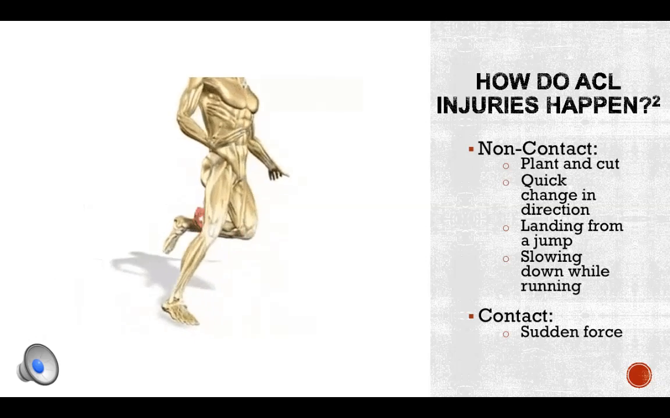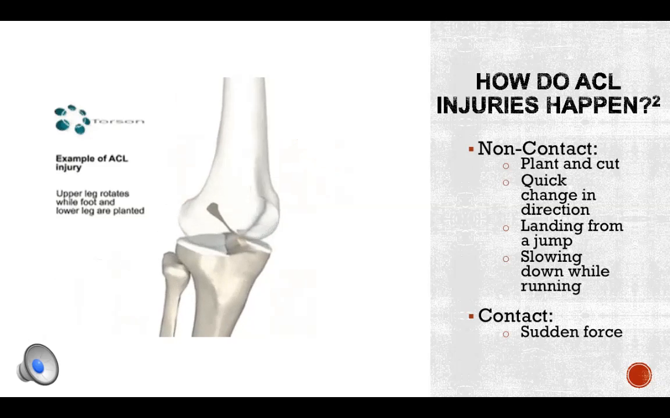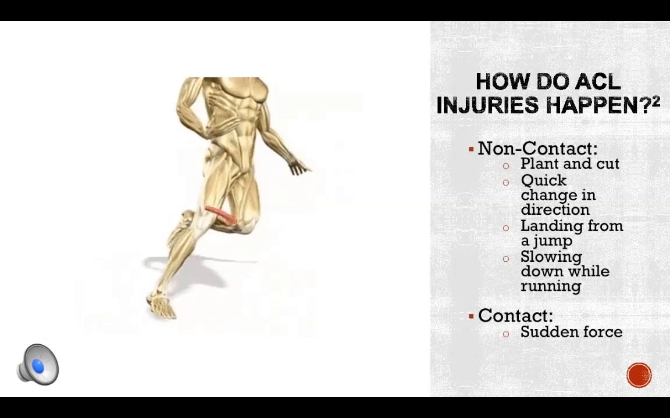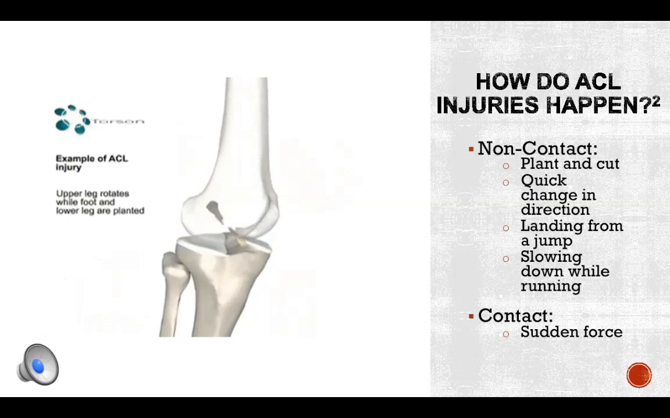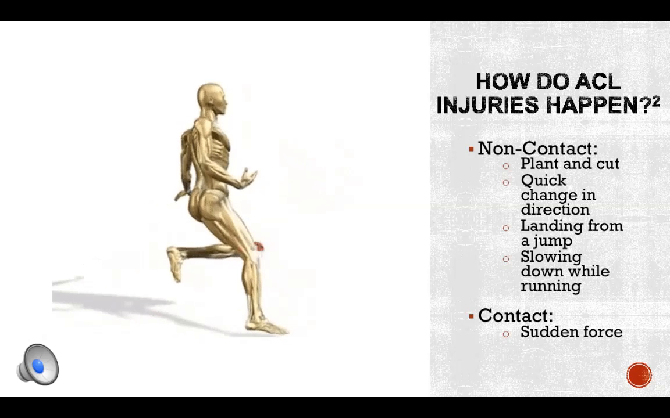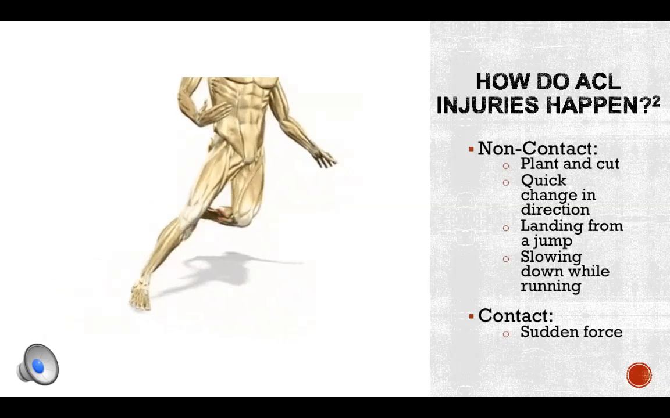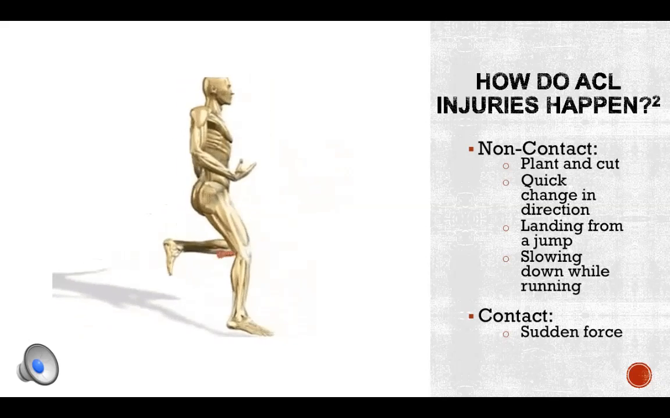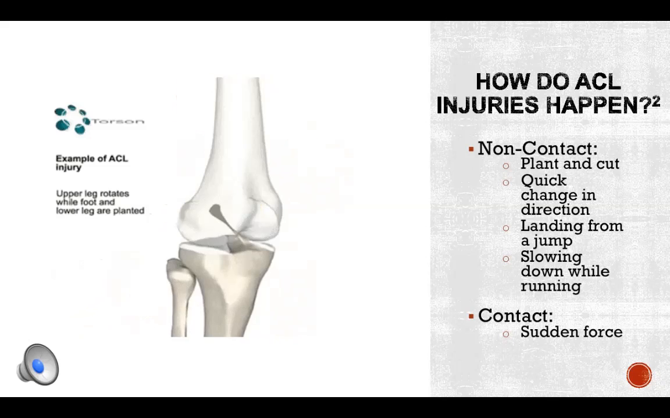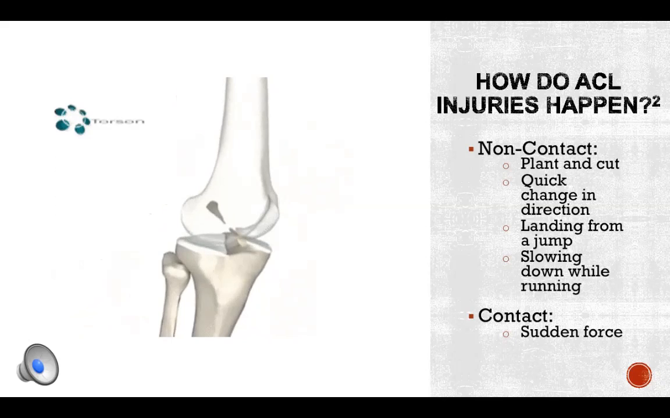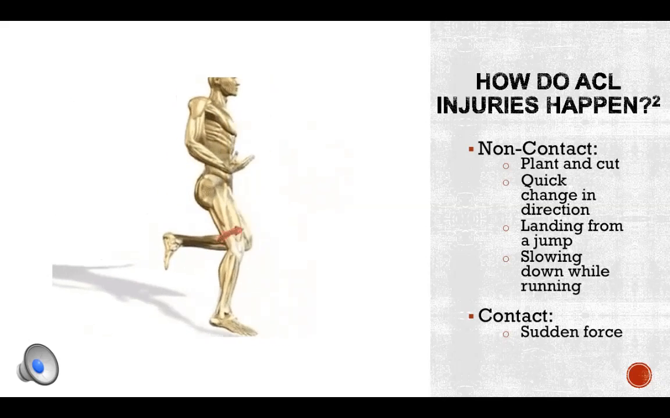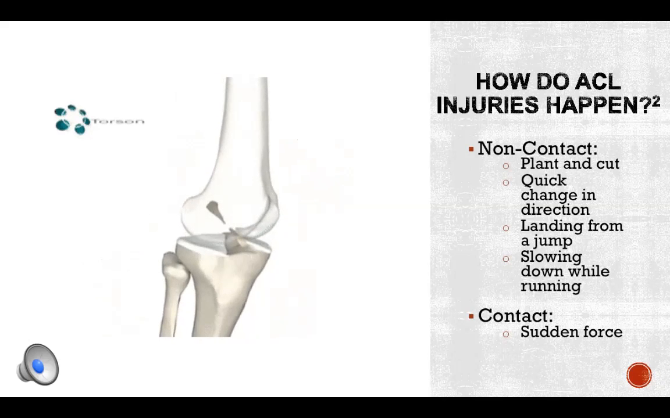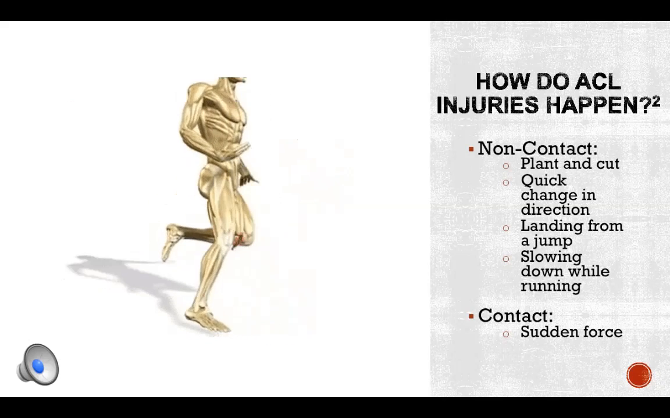Now let's talk about how ACL injuries happen. ACL injuries can be non-contact type injuries or contact injuries. In non-contact injuries, the player may plant and then cut, causing a twisting in the knee. If that twisting is powerful enough, the ACL can be injured. See the video animation to the left. Additionally, improper landing or slowing down too quickly while running can cause an ACL injury. In contact injuries, a player's leg may be planted when an external force contacts it, such as another player running or diving into it.